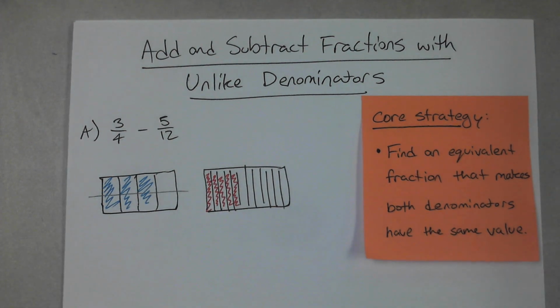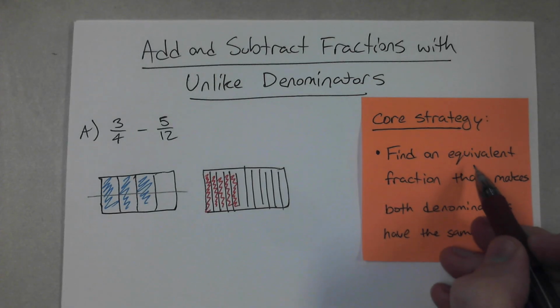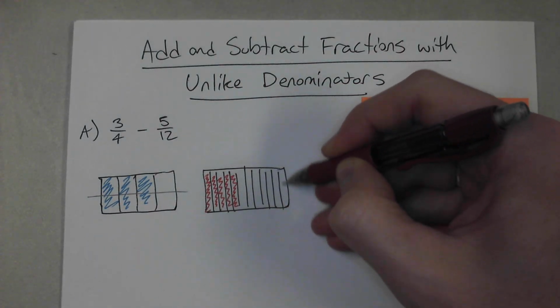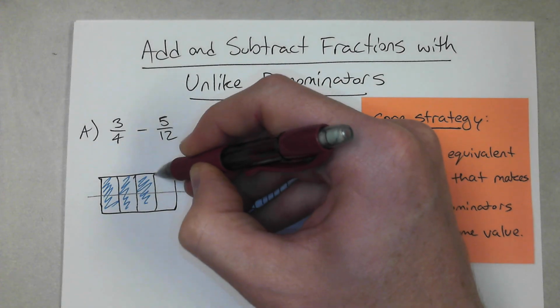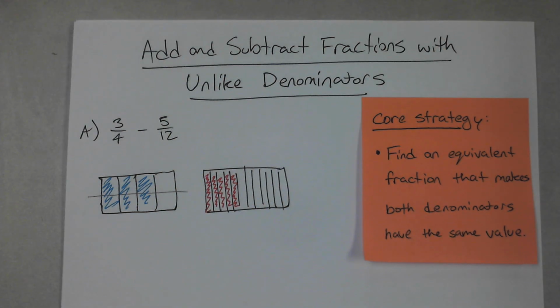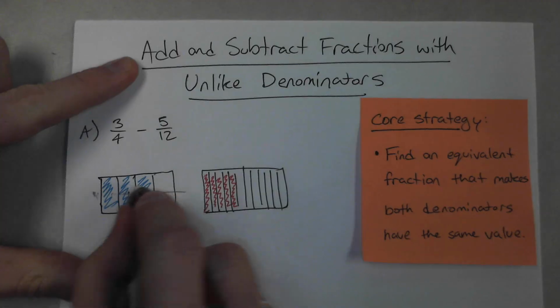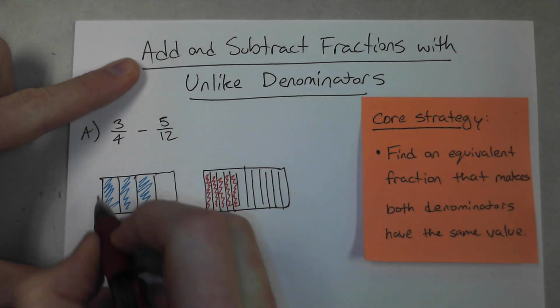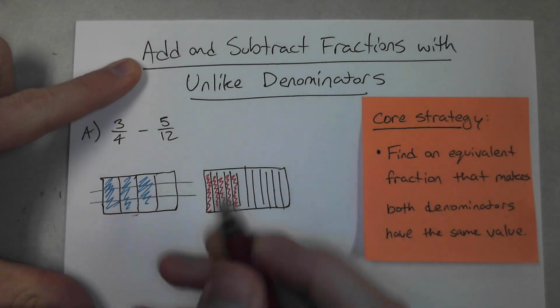However, if I just split it one time, we should ask ourselves, is it equivalent? Well, one of these boxes is worth 1 out of 12. One of these boxes is worth 1 out of 8. That's not equivalent yet. I need to split it differently. That's why I used a pencil. So I'm going to split it now twice.